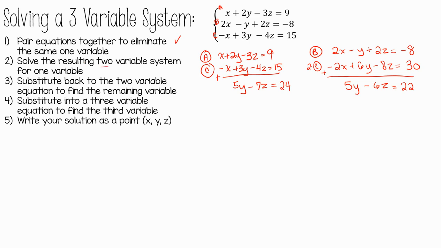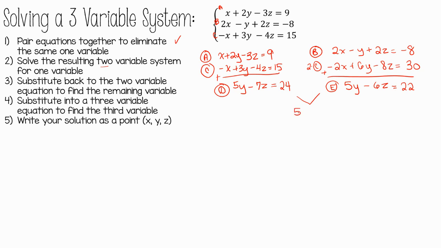Now notice we're down to y and z. So we'll pair these together. If it's easy for you, you can label these. So this is ABC, and I'll call this equation D and E. You don't have to label, it's just to organize your work. So we want to put these two together. Notice that 5y and 5y, that's easy to eliminate.